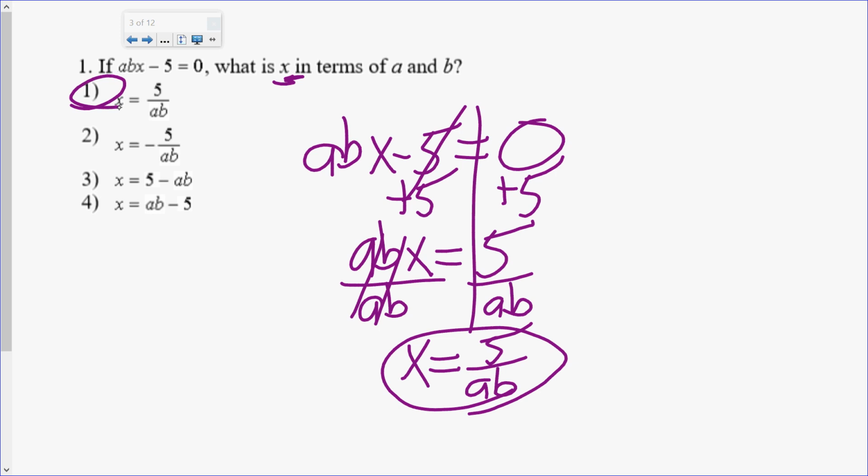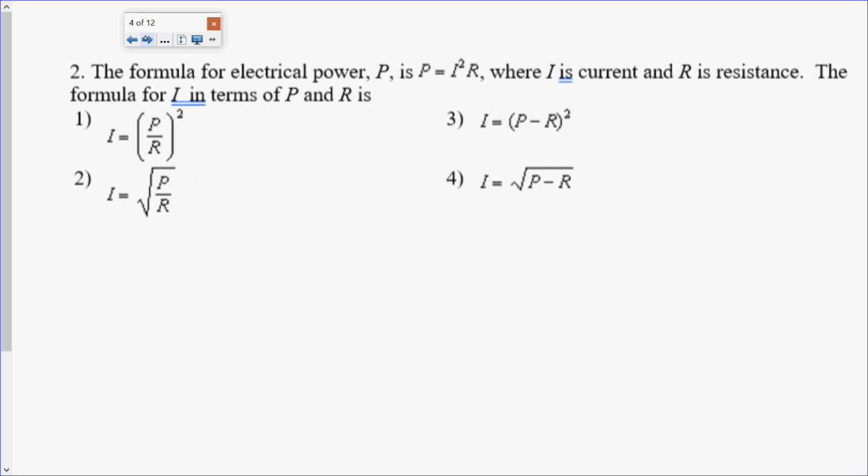These are very common on the Algebra 1 regions, and they're very common on the SAT. Probably, if I had to pick 5 things that come up the most on the SAT, this is going to be one of them.